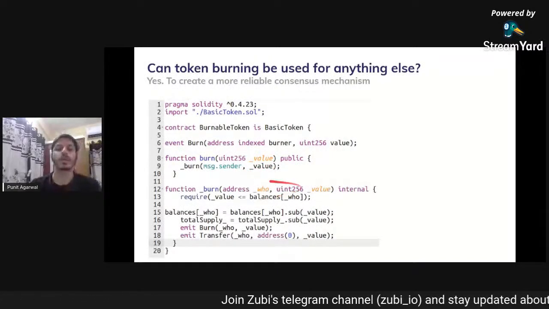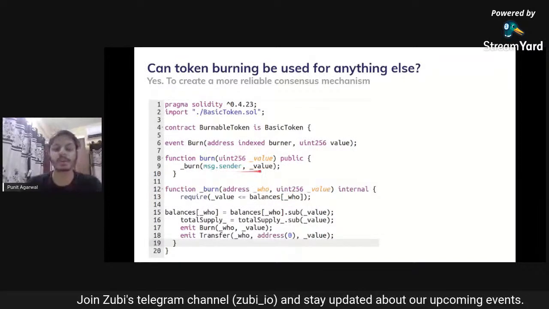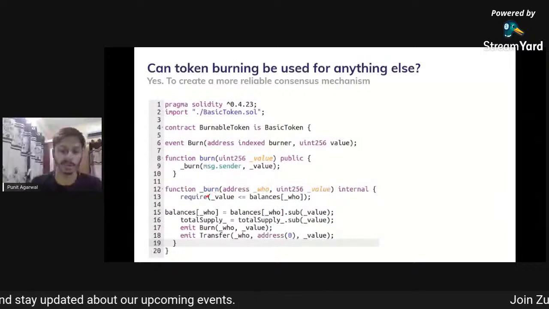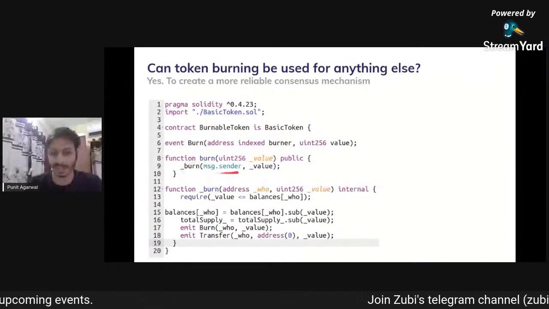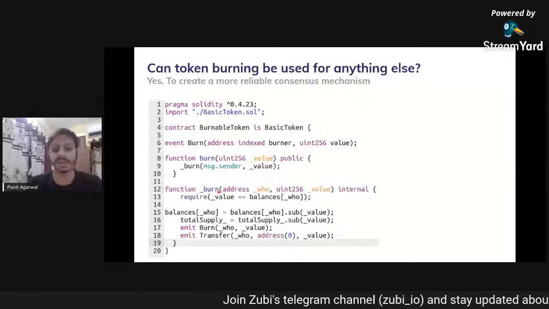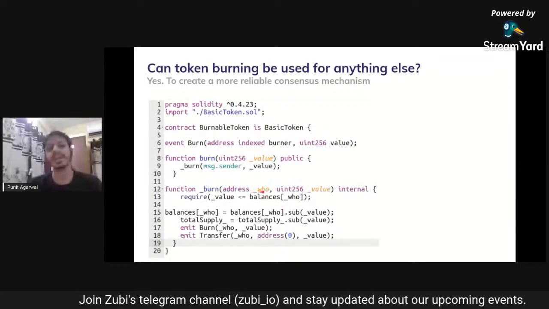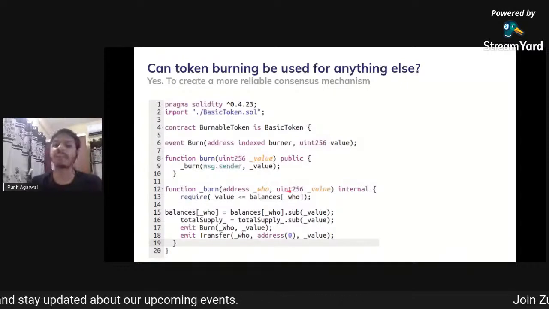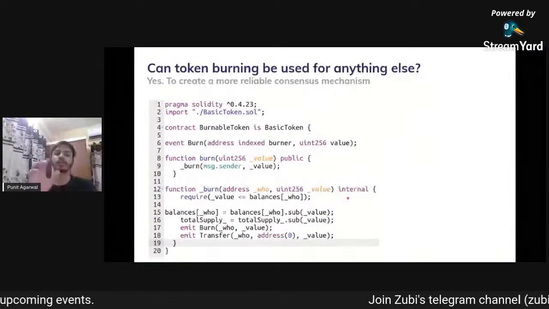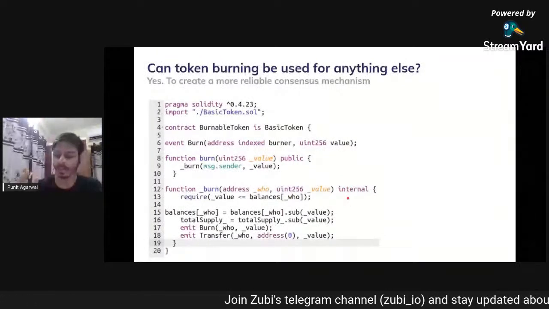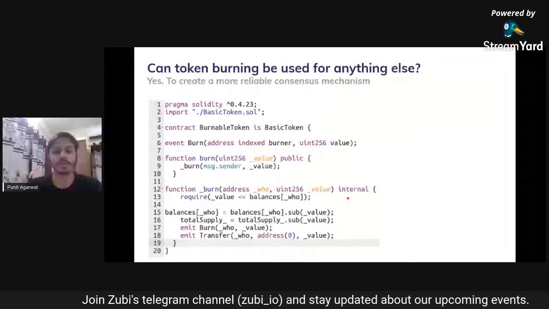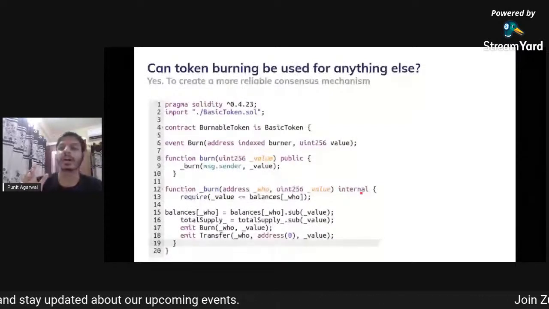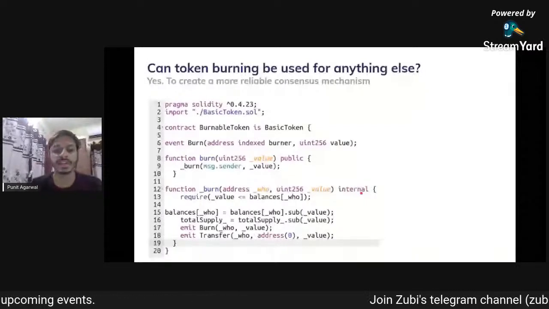So what happens here is, these are the two values which are passed to this particular function. The underscore burn is now getting called inside of this. Now when it's getting called, we find the address and we find the value. This is an internal function. If you're familiar with the concepts of scoping, this particular function is kind of a private function, or a function that can be used only internally.